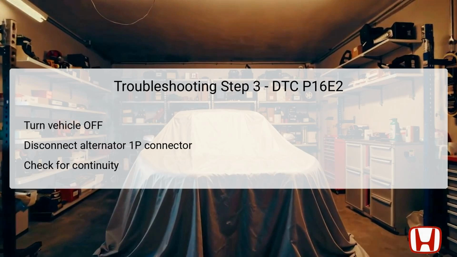In Troubleshooting Step 3, you will be investigating potential failure areas by first turning the vehicle to the off or lock mode to ensure safety. Disconnect the alternator 1P connector, which connects the alternator to the main wiring harness. The next step involves checking for continuity between two specified test points: the alternator 1P connector, number 1, and the vehicle's body ground. For a proper assessment, this check needs to be performed with the vehicle off.